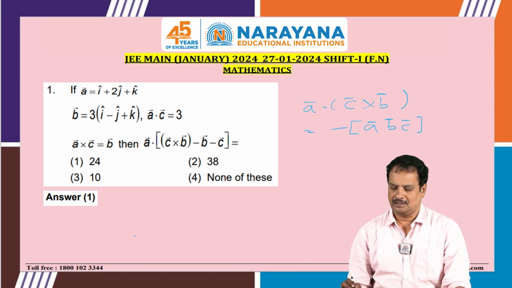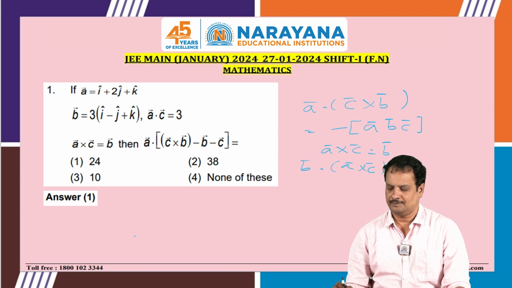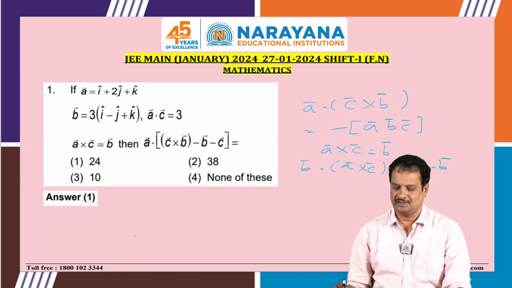Simply, A bar cross C bar is equal to B bar is already given. So you can take B bar dot A bar cross C bar is equal to B bar dot B bar. Thereby we'll get the modulus of B bar whole square, and the next one, A bar dot B bar, can be calculated from the given data because both A bar and B bar are given. And next A bar dot C bar was anyway given. So substituting all these values in the given expression, you'll get the answer 1. So this is the process of solving the problem.